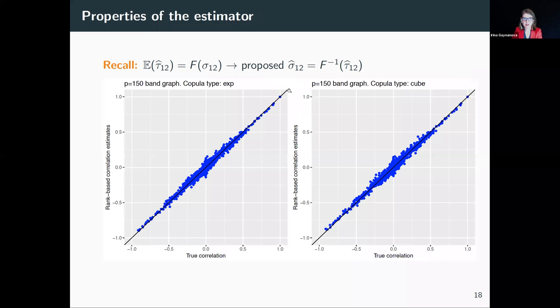All right. Because it's moment based, it's approximately unbiased, and here I'm just illustrating that that's indeed the case in practice. Here we looked at a 150 by 150 correlation structure generated using a conditional independence graph with band structure. The true correlation values are on the horizontal axis, and our estimated correlation values are on the vertical axis. What you can see is that they all align on the y equals x line, which shows that it's roughly unbiased.